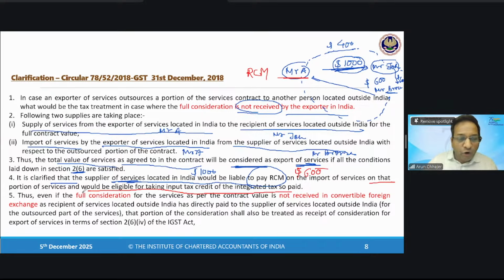Thus, even if the full consideration is not received in the convertible foreign exchange, as recipient of the service has directly paid to the supplier located outside India for the outsourcing part, that portion of the consideration shall also be treated as export of the service in terms of 264. I hope it is clear, correct?